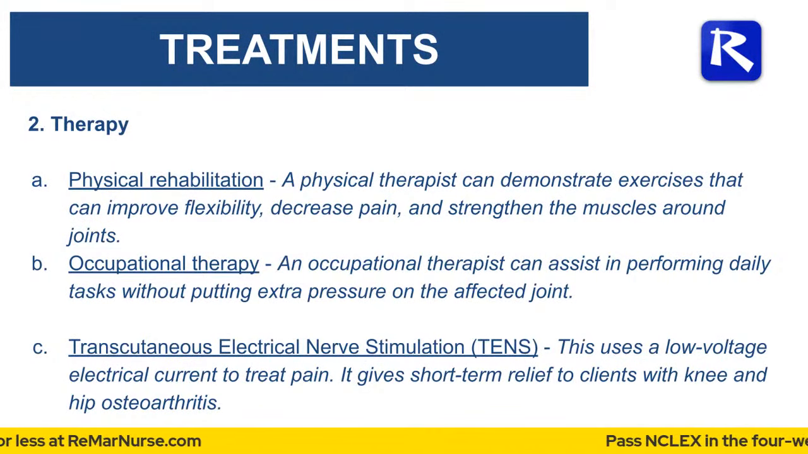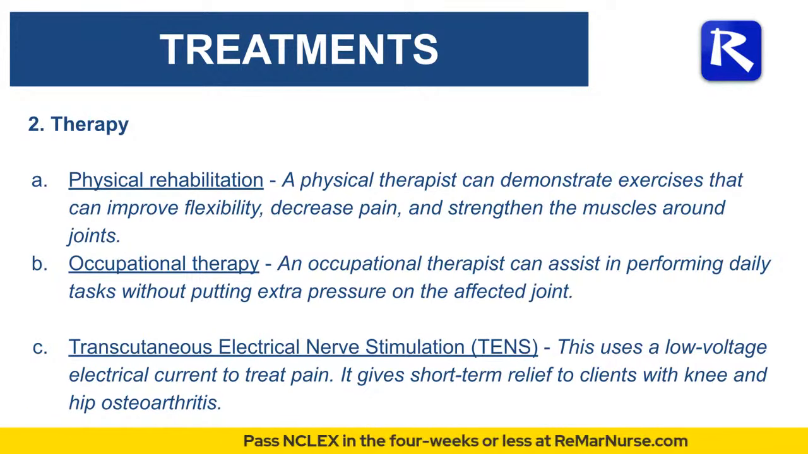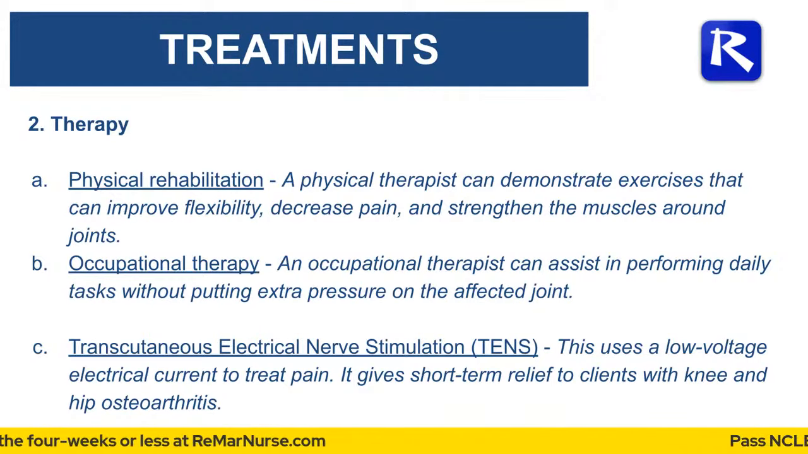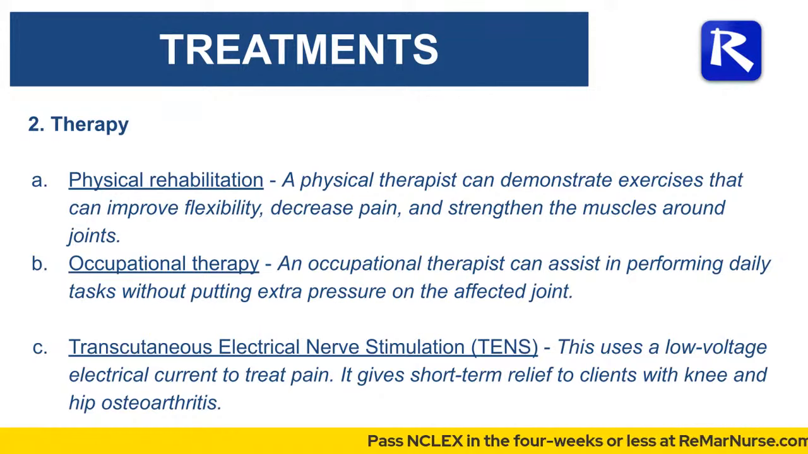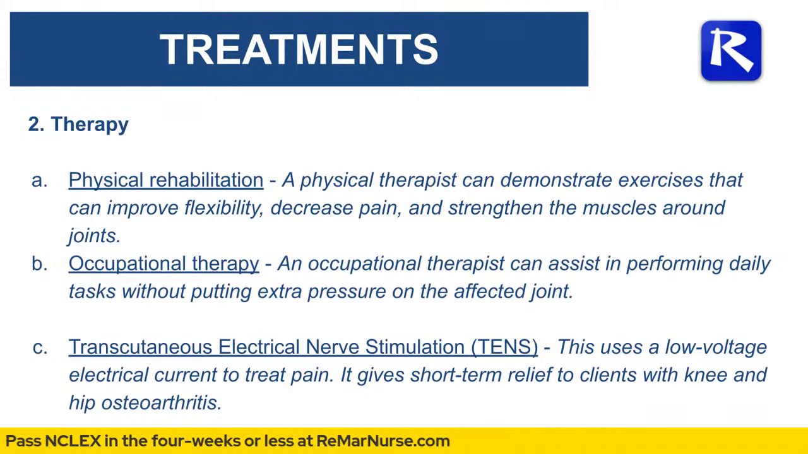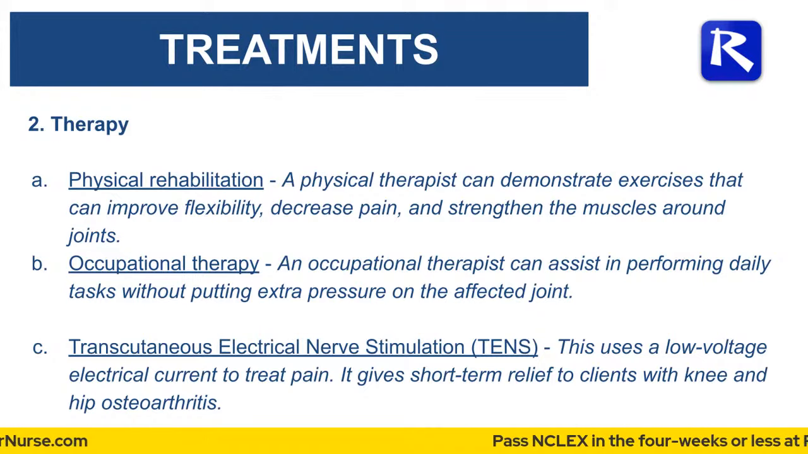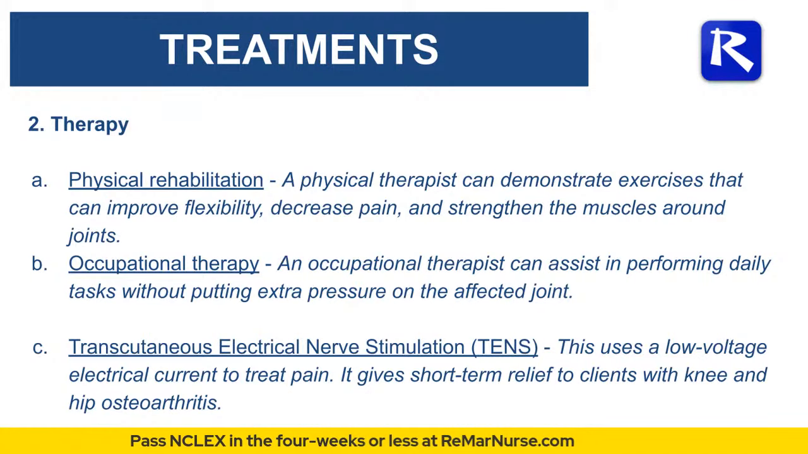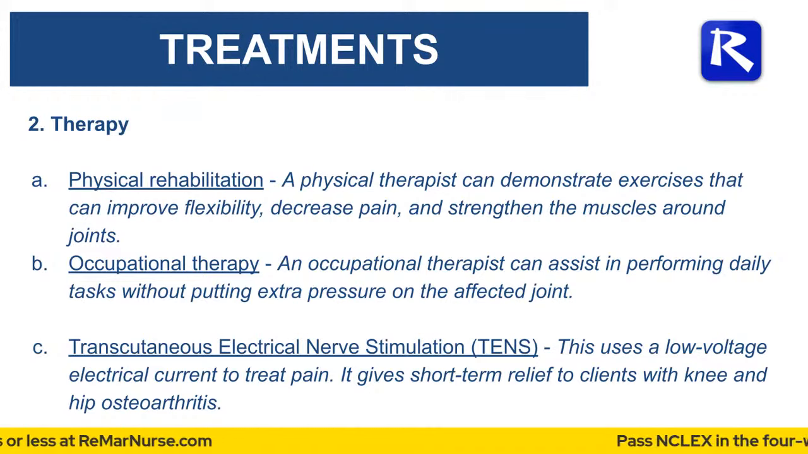So transcutaneous, let's look at this name. Transcutaneous means through the skin, over the skin, electrical. So we're using some electricity, nerve stimulation, or TENS units. Patients can get a prescription for this, but you can also buy these. This uses a low voltage electrical current to treat pain. So it's like it causes pain, but then it treats pain at the same time. It gives short-term relief to clients with knee and hip osteoarthritis. That makes sense. All right, TENS machines.